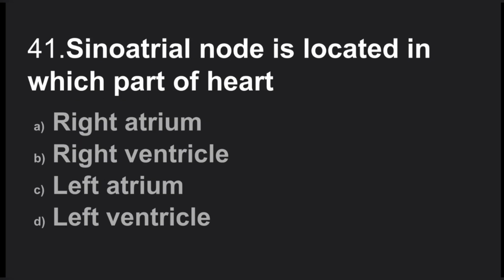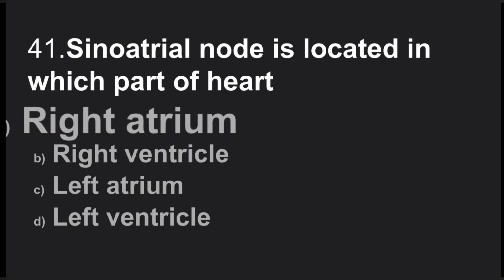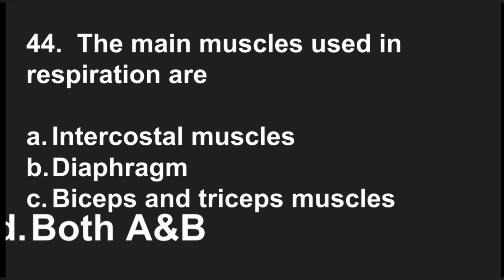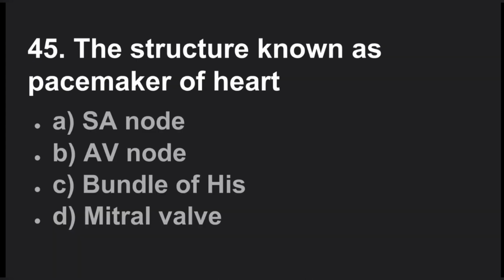Sinoatrial node is located in which part of the heart? See, it is located in the right atrium. It is also called as the pacemaker of the heart. The main muscles used in respiration are, see, both intercostal muscles and diaphragm. The structure known as pacemaker of the heart is SA node.